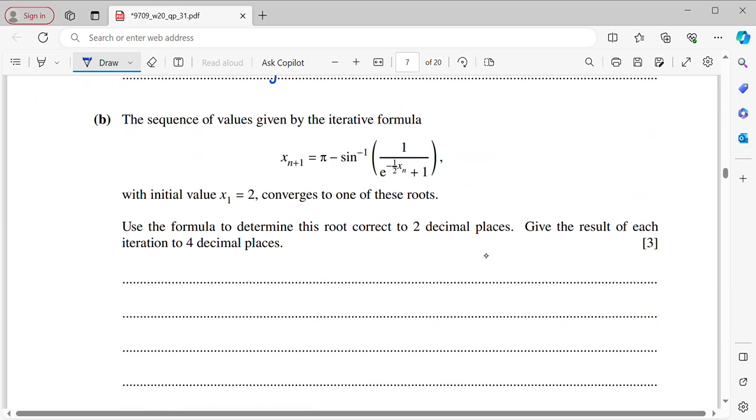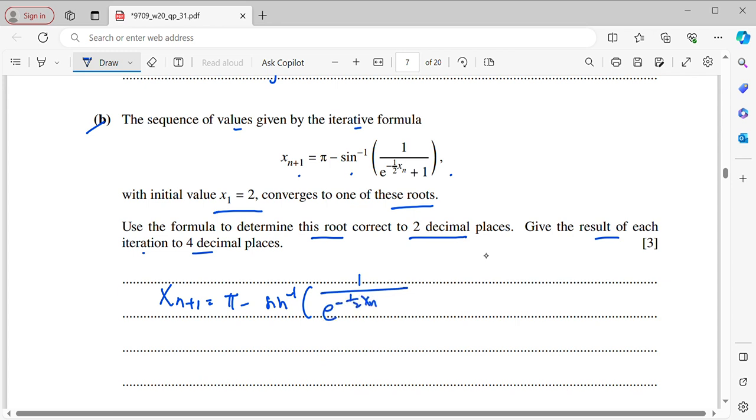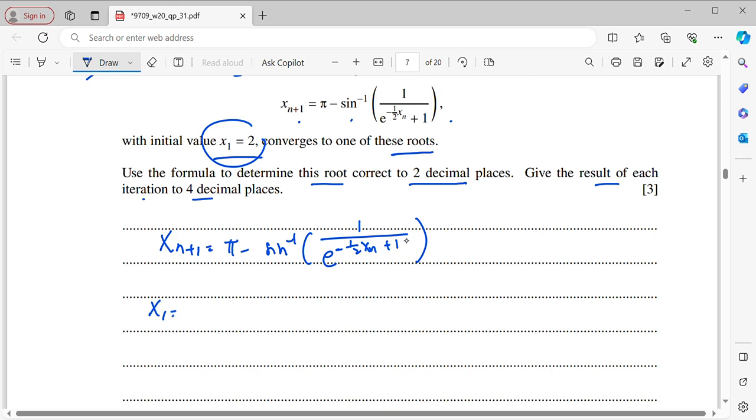Okay, now part B. The sequence of values given by the iterative formula x_{n+1} equals pi minus inverse sine of 1 over e^(negative half x_n) plus 1, with initial value x1 equals 2, converges to one of these roots. Use the formula to determine this root correct to 2 decimal places. Give the answer of each iteration to 4 decimal places, which means now x_{n+1} is pi minus inverse sine. Just rewrite the whole formula. And now you are given x1 is 2.